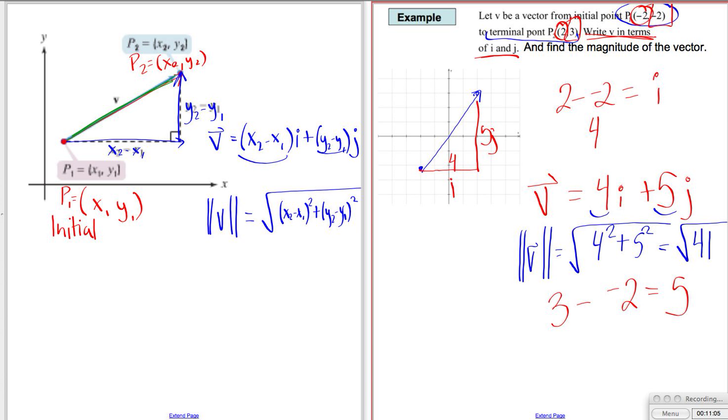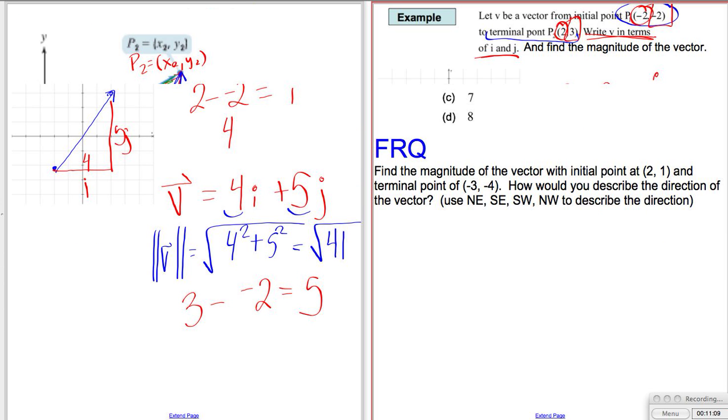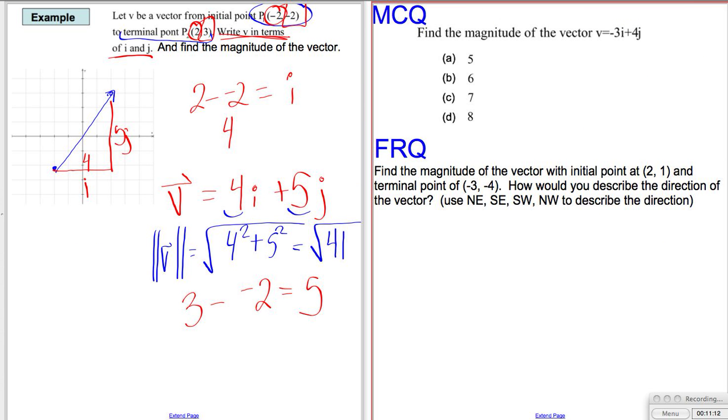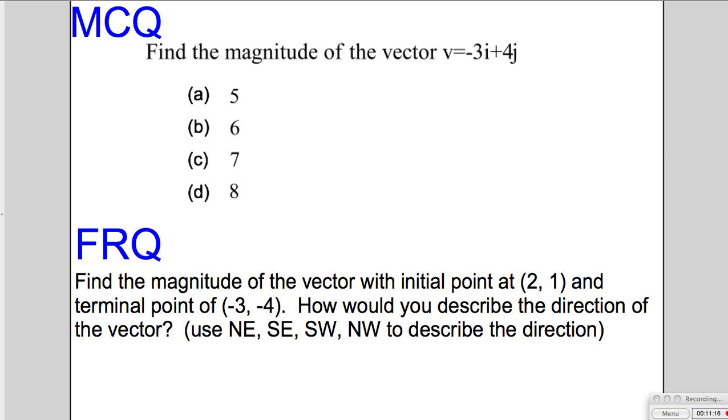So let's take a look at your checkpoints. You're finding the magnitude of the vector, so try to draw a picture, and then you will find the magnitude of a vector with an initial and a terminal point, and try to describe the direction. We're going to talk more about direction in the next video, and how to find direction and the angle of direction so that we can analyze real-life situations. Choose one of those 4 options to describe the direction and put those answers on the checkpoint.